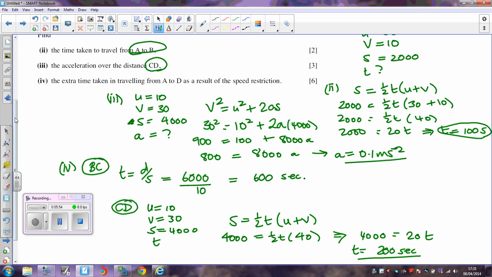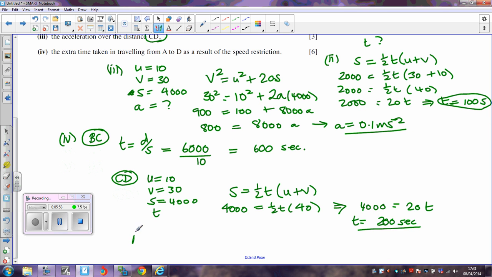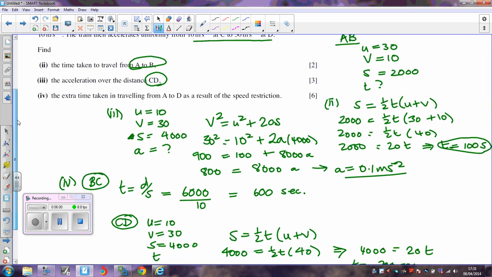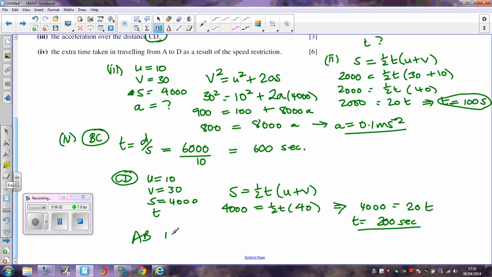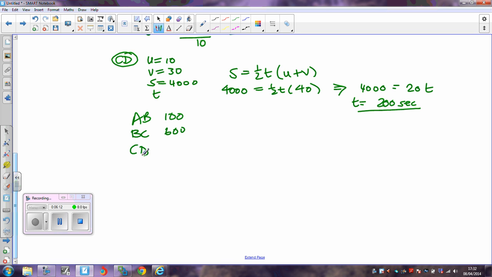So what we've now got is the journey time for all three parts. So if we look, we've got A to B, the time was 100 seconds. From B to C, the time up here is 600 seconds. From C to D, the time is 200 seconds. So the time for the whole journey then comes out as 900 seconds.